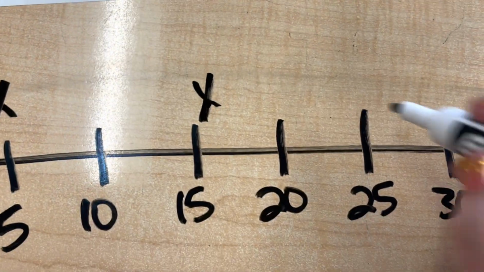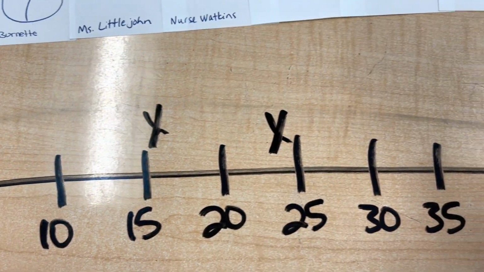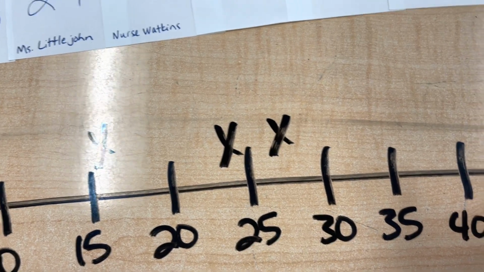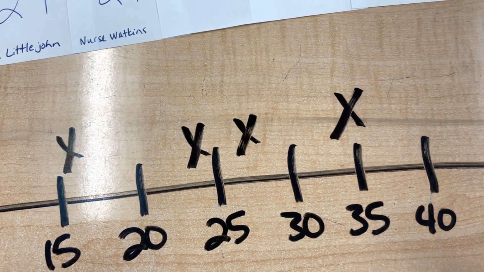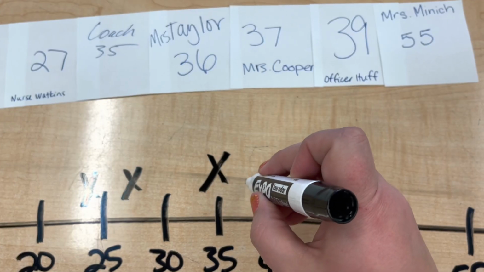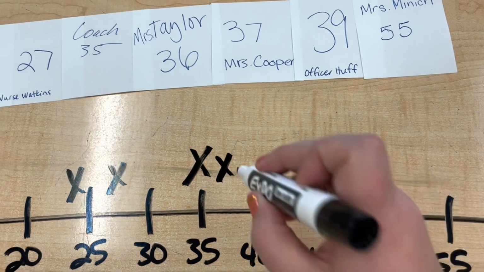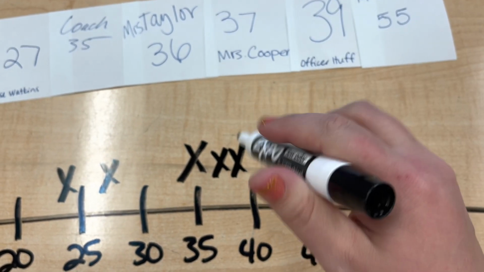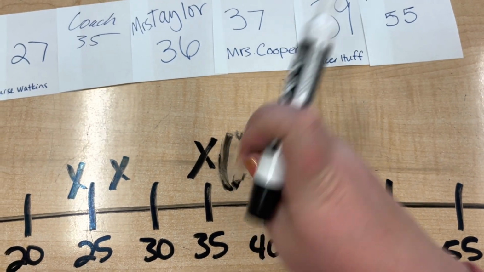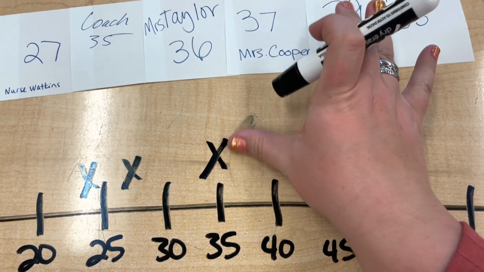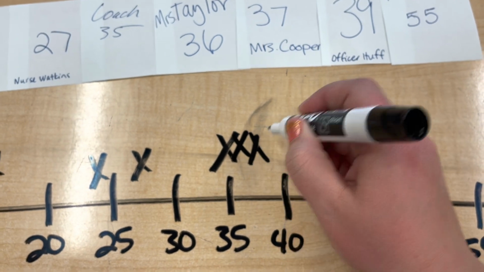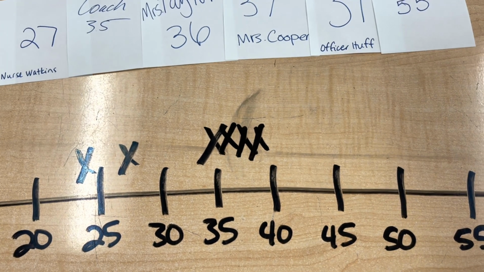Then I have 24. Then I have 27. Then 35, so that one's going to go right over the 35. Then I have 36, which would go right here. I have 37. I'm getting a little close here. So let's do this. Let's go back and kind of fill in. So I've got 35, I've got 36, 37, and I've got 39. Okay?